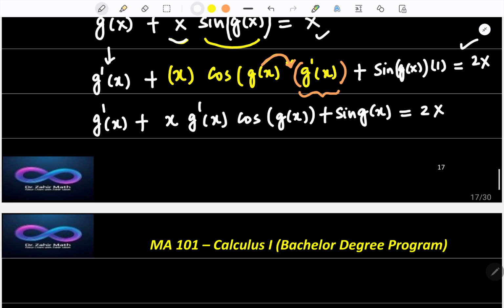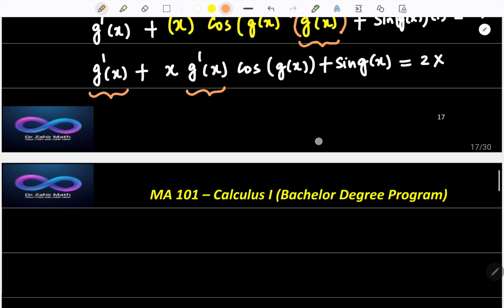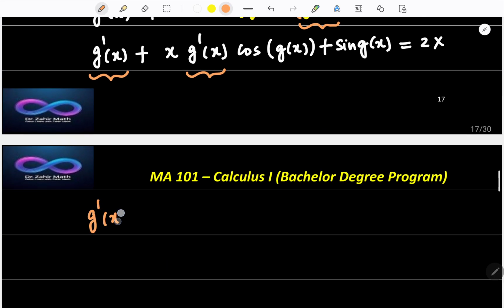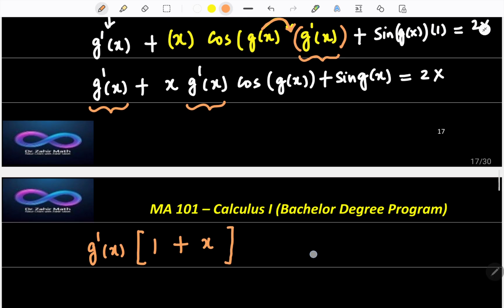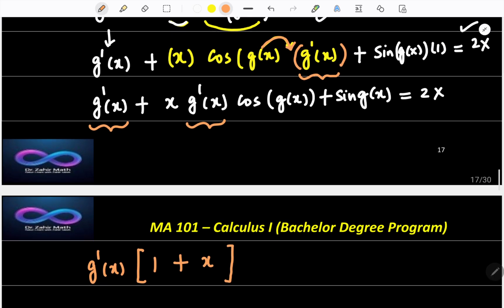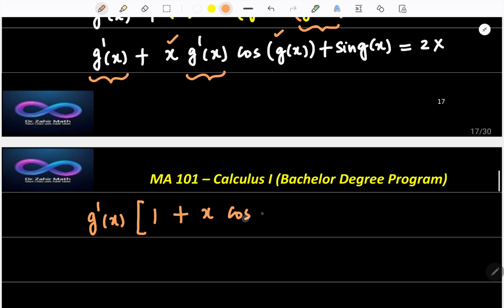What's my duty? I need to find only g dash of x. So collect your g dash of x. This is your g dash and this is your g dash. So I'm taking g dash of x common. When I take it common, what remains here? 1. What remains here? x, not just x, x also with cosine, right? I forgot it. Sorry. So this is the remainder, this is the remainder. After that, only plus is coming. So x cosine g of x, right? So close the bracket, equal to.